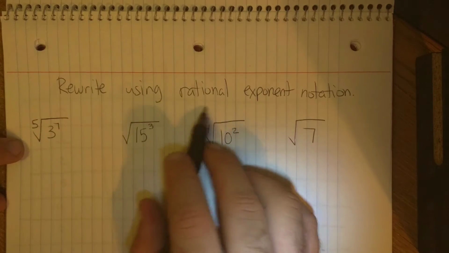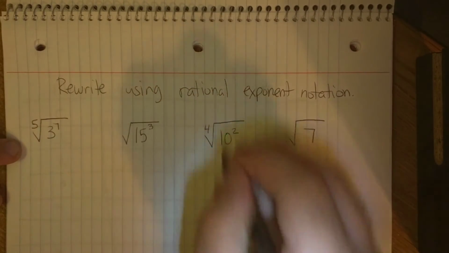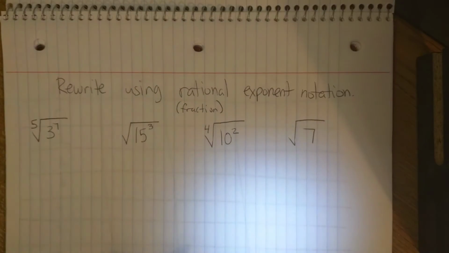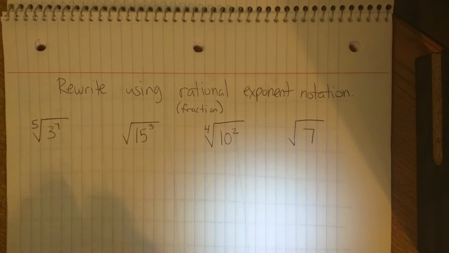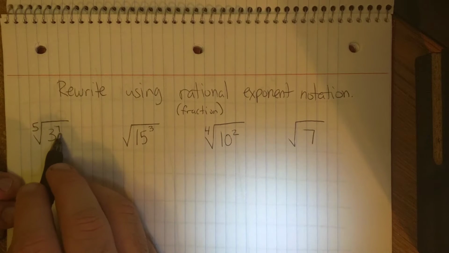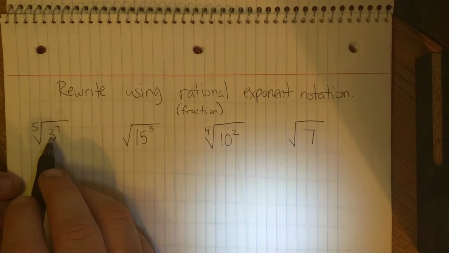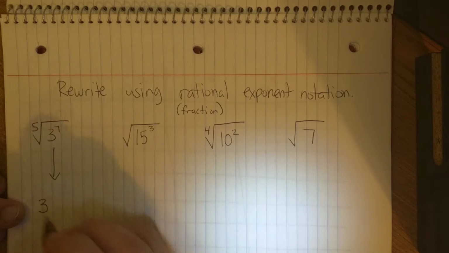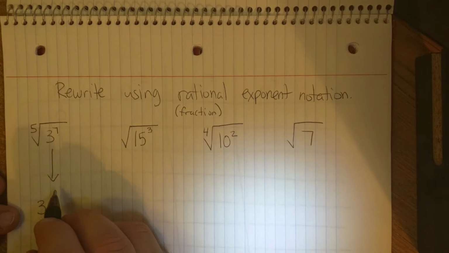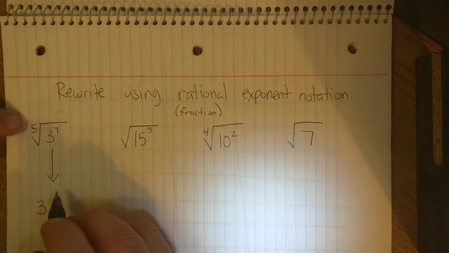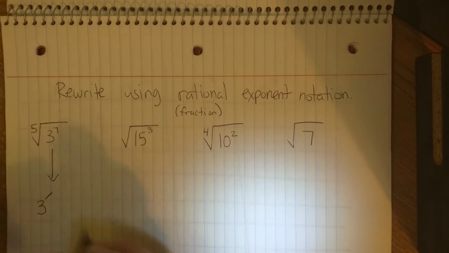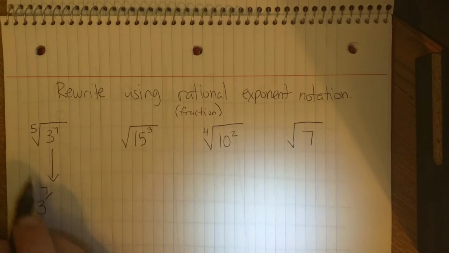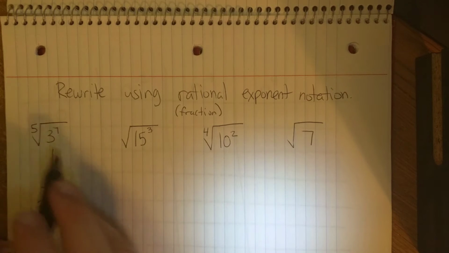And this is just going backwards now. So we're going to rewrite this using rational exponent notation. By the way, another word for rational, a lot of people like to use the word fraction. And that's what we're seeing here. We're seeing exponents with fractions. Alright, so we have the 5th root of 3 to the power 7. We want to rewrite this as 3 to some fraction or rational exponent. So I'm now going to have a fraction here. On top of the fraction is going to go the power, which is 7. And then on the bottom is going to go the 5.